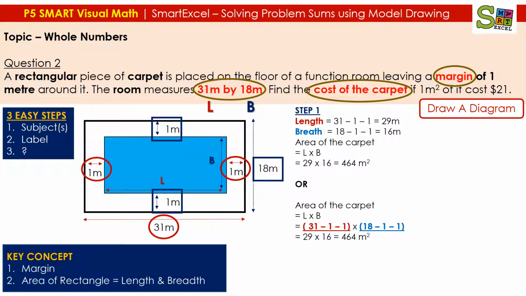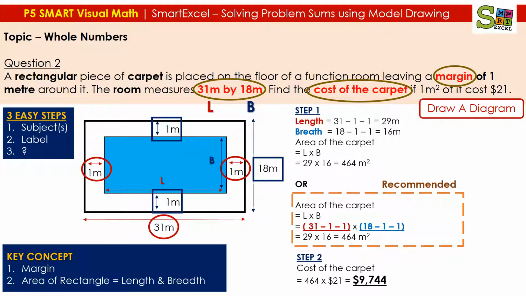So we practice that in Smart Excel. We streamline and prepare your child for the PSLE concept. Alright. So when we have that, we have 29 times 16, which is equal to 464. Next, once we find out this area, this is the recommended one, we can always get the cost of the carpet, which is 464 times 21. So that's how we find the cost of this carpet.